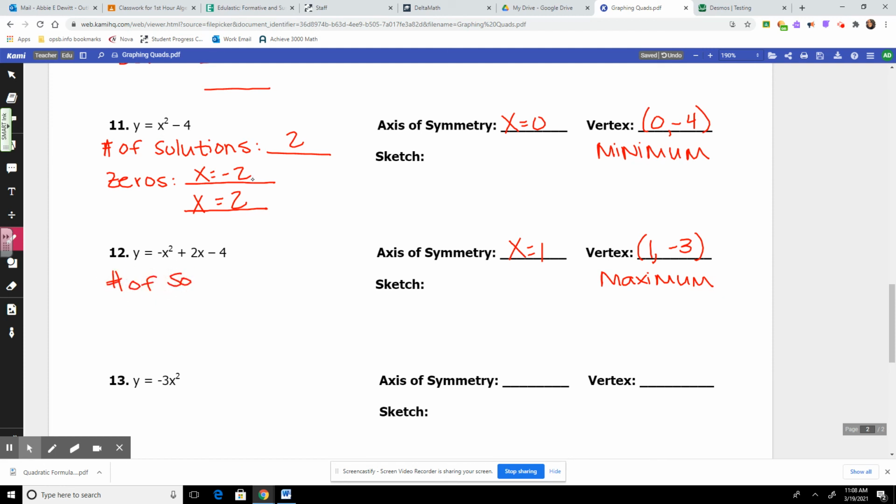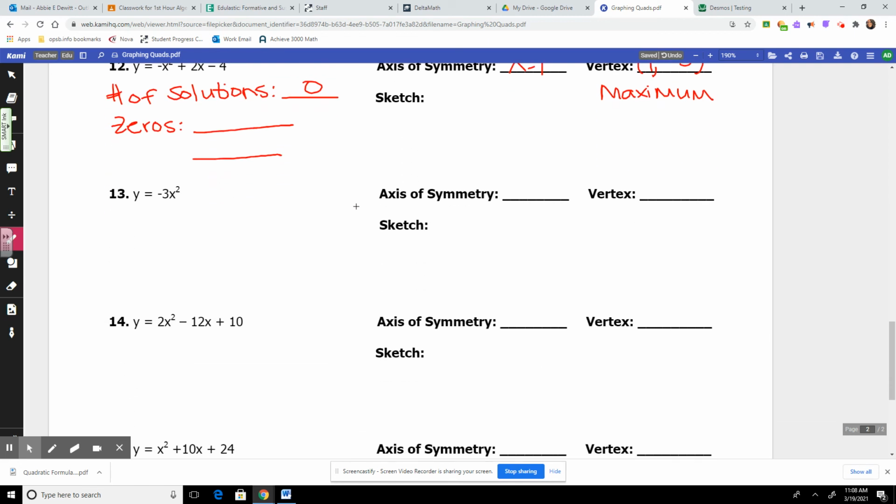The number of solutions and the zeros of that graph are your x-intercepts. And in this graph, there are also 0. There are 0. No solutions, no real numbers. For number 13, the axis of symmetry where I can cut that graph in half is at x equals 0. The vertex is at (0, 0). And the vertex is a maximum.